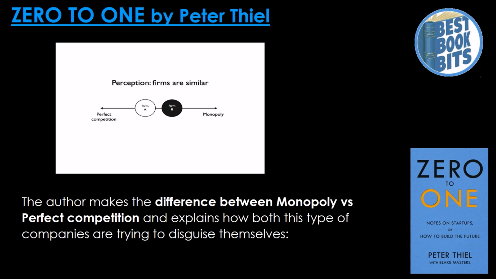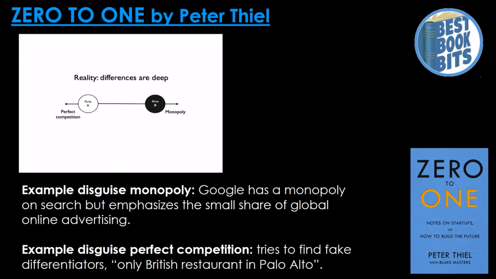Perception: firms are similar. On the left, you're going to see perfect competition, and on the right, you'll see monopoly. On firm A, you have perfect competition, and you want to build a firm B, which is gravitating towards monopoly. The author makes the difference between monopoly versus perfect competition and explains how both types of companies try to disguise themselves. Reality is, differences are deep.